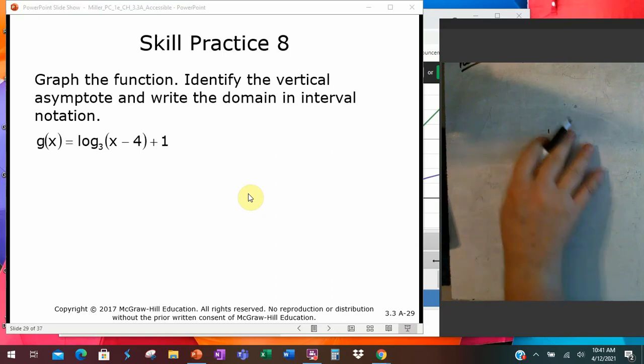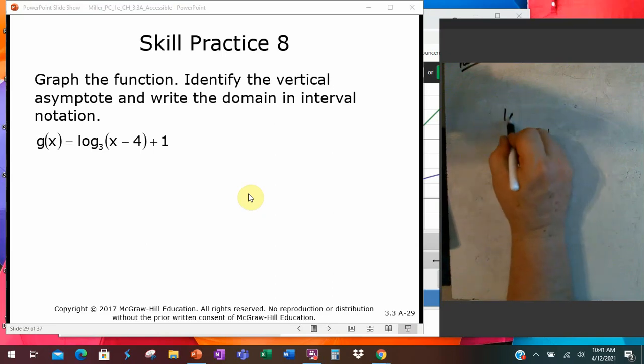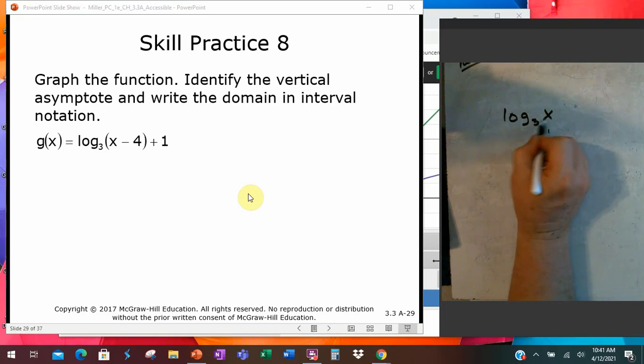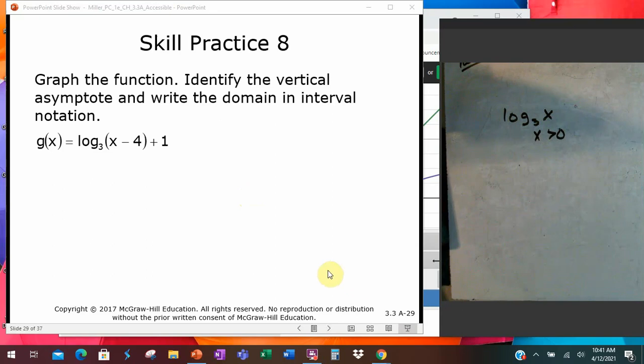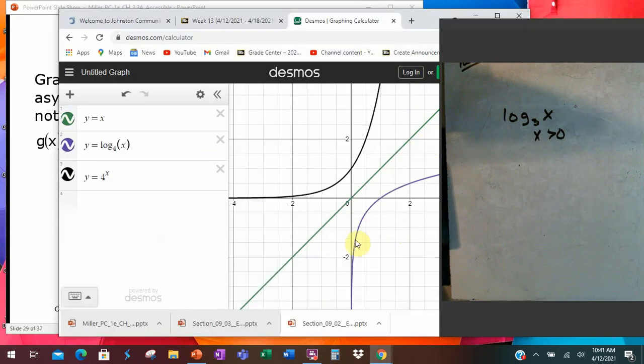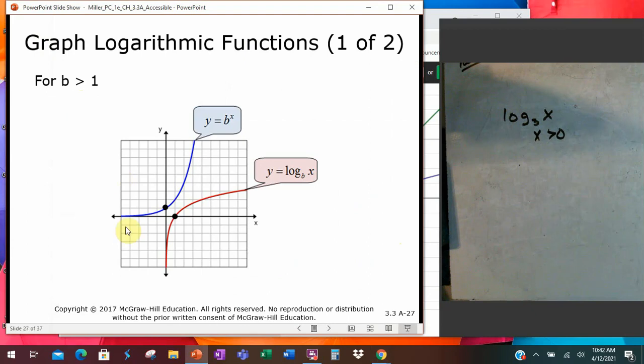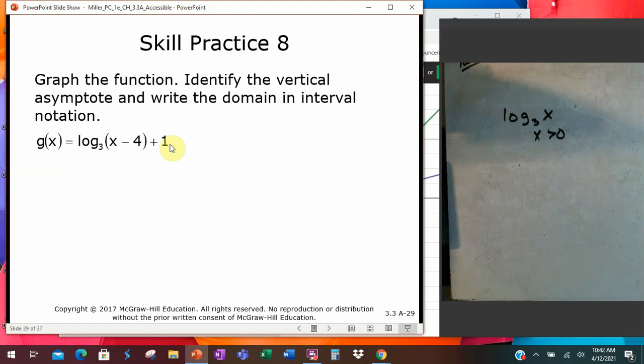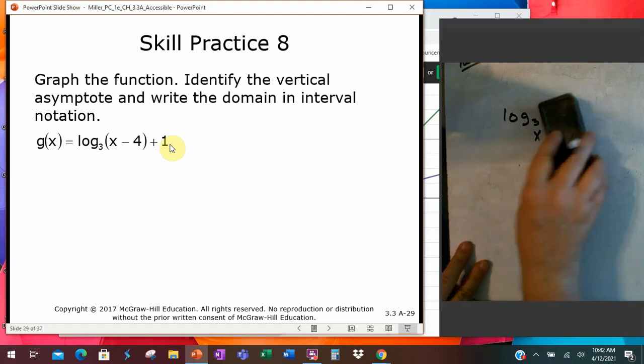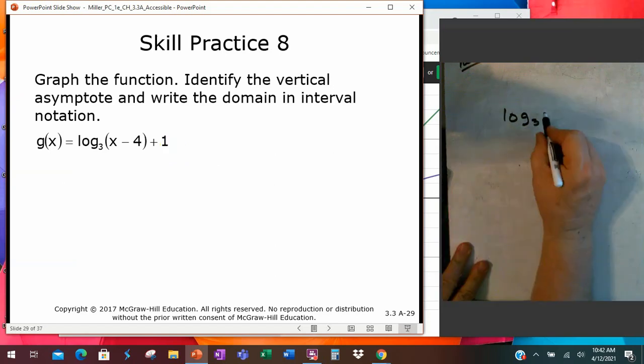So what does that really tell us? If I have log of x to base 3, this number has to be greater than 0. If I go back to this graph, this is only for x greater than 0. We're going to treat this just like the square root.